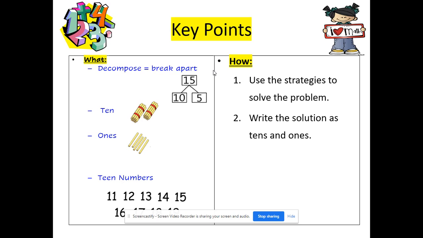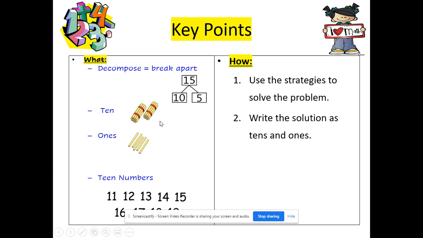Our key points. What do we need to know? Well, we need to know how to decompose, which means break apart, just like this example right here. 15, you decompose it into 10 and 5. Then we also need to know what tens are, which this right here shows 2 tens because it's 2 groups of 10 or 2 bundles of 10.